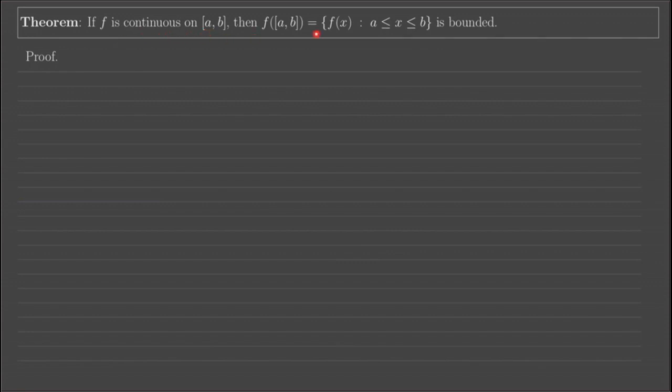So our first theorem is that if f is continuous on the closed bounded interval from a to b, then its set of outputs over that closed bounded interval is also a bounded set. So here, boundedness of this type of S implies boundedness of the function. The proof of this statement is really neat, and the key is Bolzano-Weierstrass. What we're going to use is contradiction.